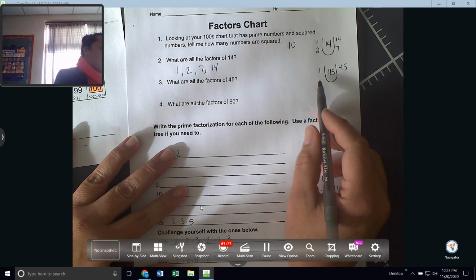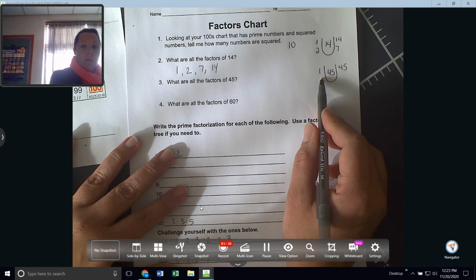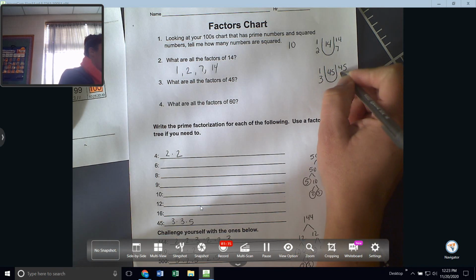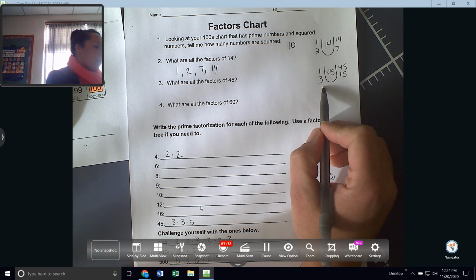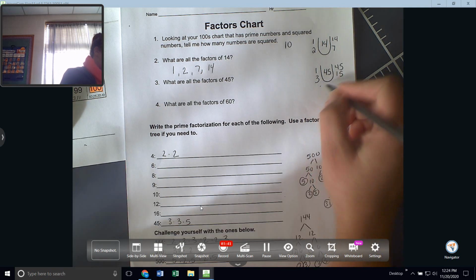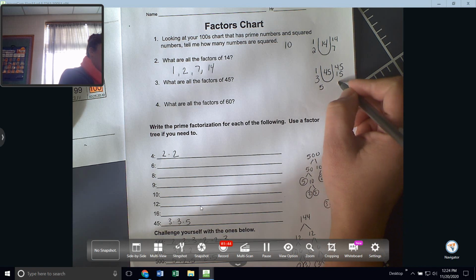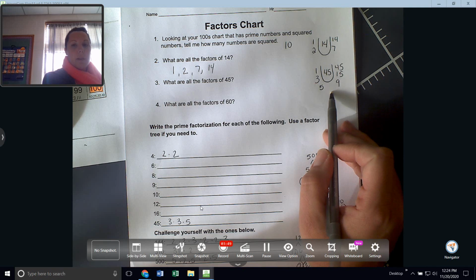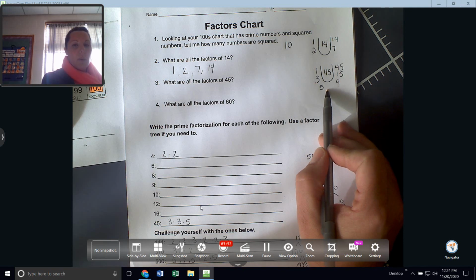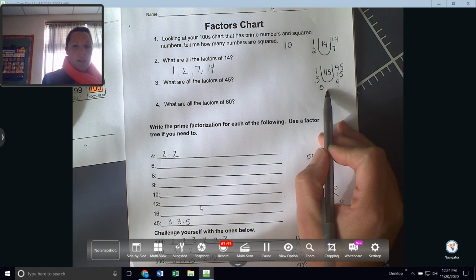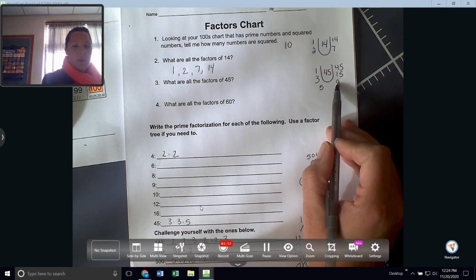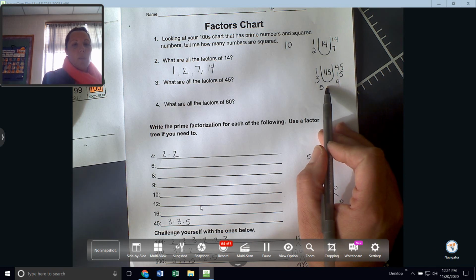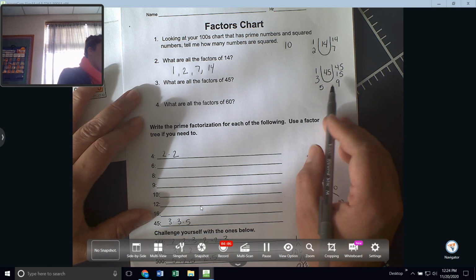2 does not go into 45, because 45 is odd. So 3 does. 3 times 15. 4 does not, but 5 does. And it's 5 times 9. Now I have to look at the numbers in between here. Okay, does 6 go into 45? 7? 8? Nope. And then there's 9. So I've checked the numbers that are in between. No more go in. So now I list them.